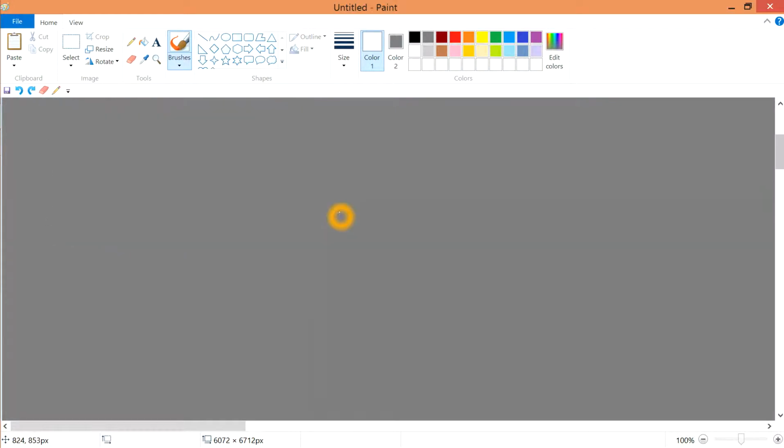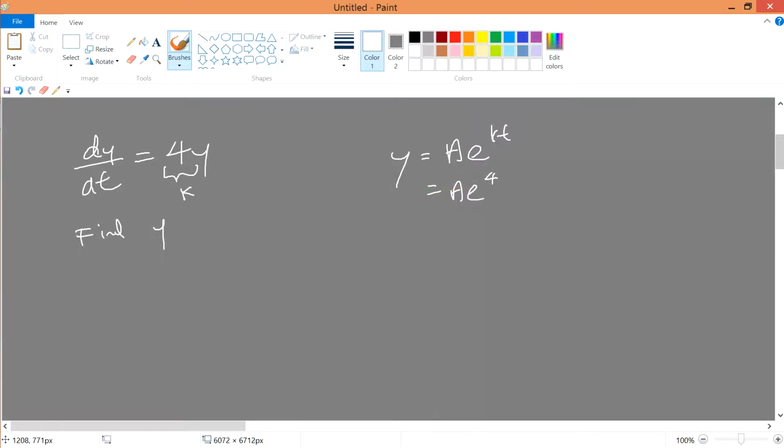A typical y equals to a e to the kt question is: find y, given dy/dt equals 4y, for example. The proposed solution is that a e to the kt equals y. Later on you'll know why y equals a e to the kt. To solve, you just treat this as k, and the answer is just a e to the 4t. That's it.